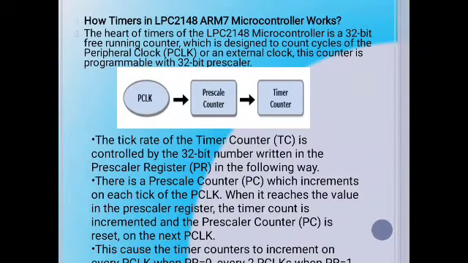How do the timers work in that microcontroller? A prescale counter is used with the clock signal or an external clock. The counter is programmable with the 32-bit prescaler. So the tick rate of the timer counter is controlled by the 32-bit number written in the prescaler register PR. There is a prescale counter which increments on each tick of the prescale clock. When it reaches the value in the prescaler register, the timer count is incremented and the prescaler count is reset on the next pulse. This causes the timer counter to increment on each of these pulses.